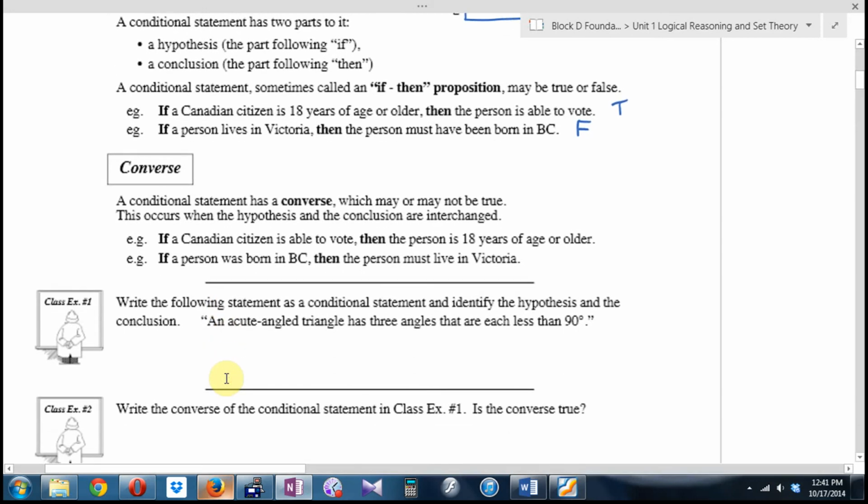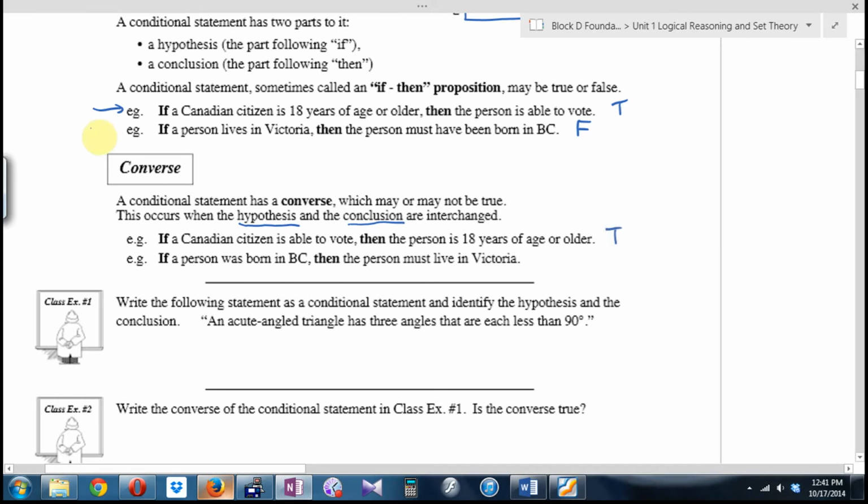Converse. A conditional statement has a converse, which may or may not be true. This occurs when the hypothesis and the conclusion are flip-flopped. The then becomes the if, and the if becomes the then. So, in this example here, if a Canadian citizen is 18 years or older, then the person is able to vote. The converse would be, if a person is able to vote, then the person is 18 years of age or older. Is that true? So here's an example of an if-then statement whose converse is also true as well as the statement.